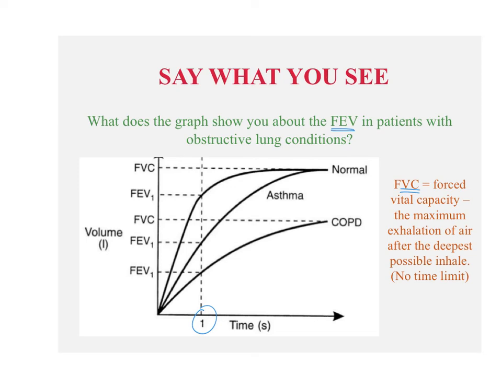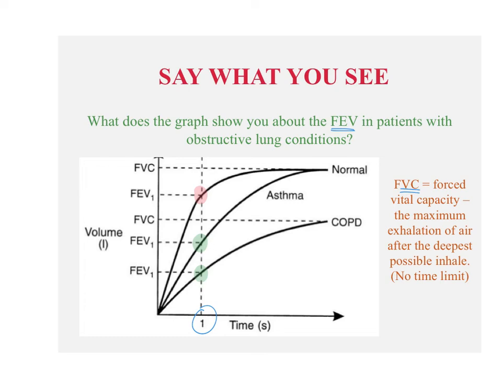So the first thing we can see is that the FEV for both asthma and COPD are significantly lower than the normal FEV. Okay, so normal FEV I'm going to highlight in red for you. And that's probably because the constriction of the breathing tubes, the trachea, the bronchi, the bronchioles, is going to mean that there's much less space for air to be forced out of. And COPD is even more significantly reduced compared to normal than asthma.